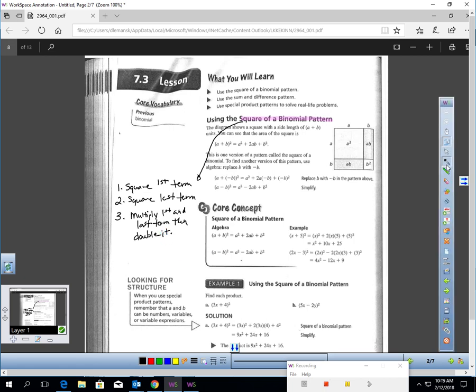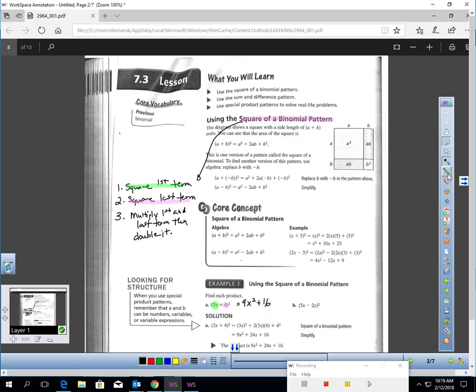Okay, let's look at this example. Let's square the first term. Okay, there's the first term. 3x squared would be 9x squared. Now square the last term. Let me color code here. The last term's 4. Let me square that. 4 squared, 16.